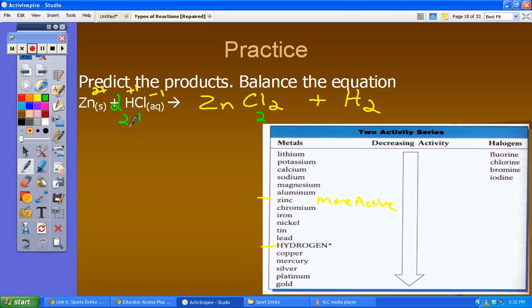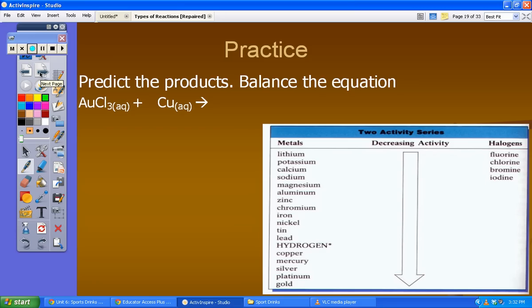Now that gives us 2 hydrogens. There's 2 hydrogens here. There's 1 zinc and 1 zinc. So we're all balanced up now at this point. The reaction works, and we have our products. So zinc chloride and hydrogen gas.